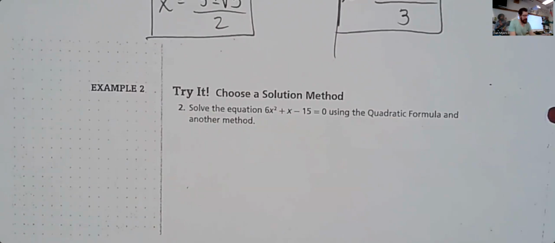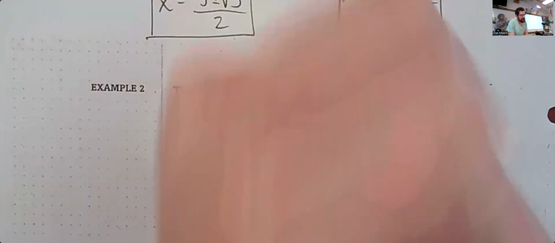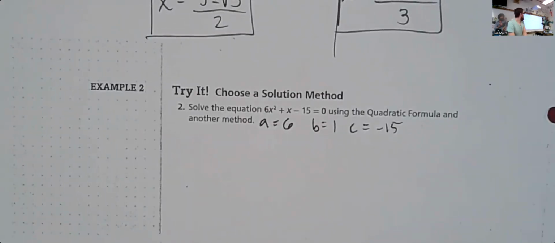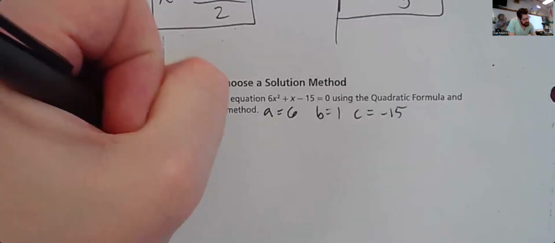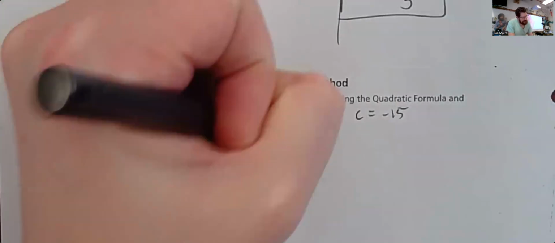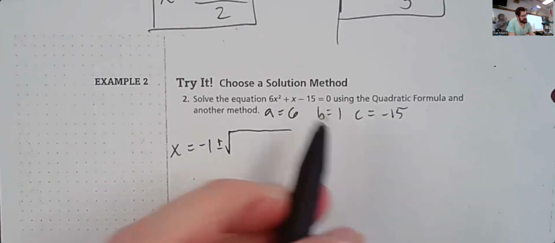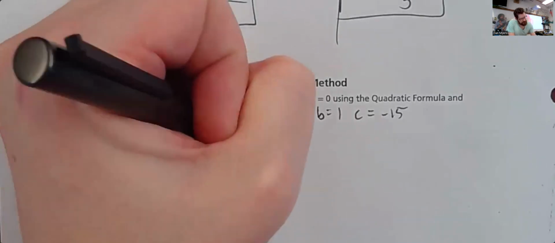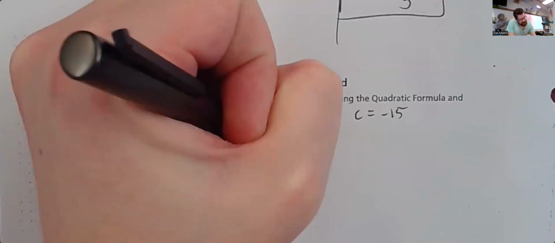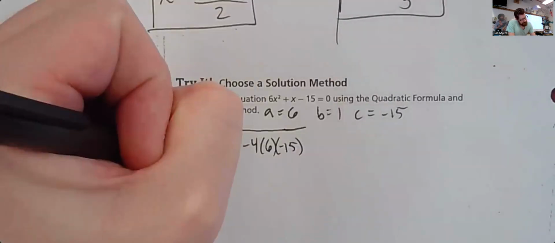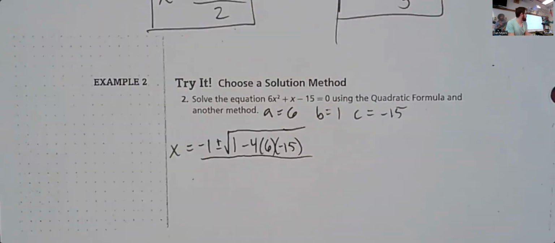So let's see, a equals 6, b equals 1, c equals -15. And so that's going to be x is equal to the opposite of b, so -1 plus or minus the square root of b squared. 1 times 1, that's 1. That's easy. So 1 minus 4 times a, which is 6 times -15. All divided by 2 times a, which is 2 times 6, so that's 12.